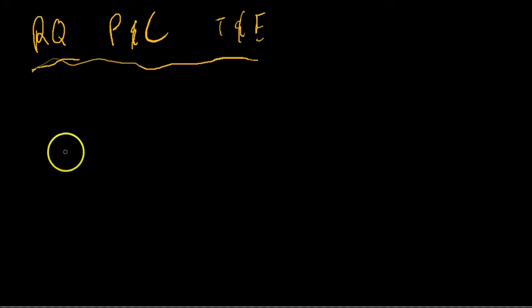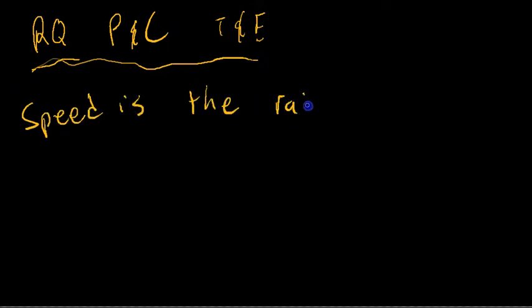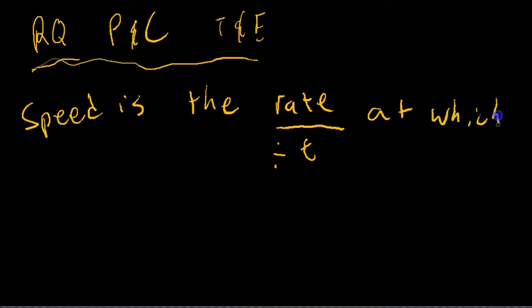Speed is the rate at which what happens? Remember rate? Rate was a key word that we talked about in the first motion video, I think. It always means something's divided by time, right? The rate at which what happens? All right, well, let's think about this.